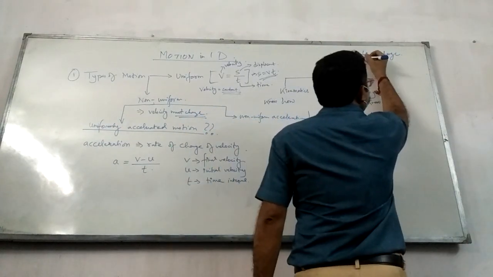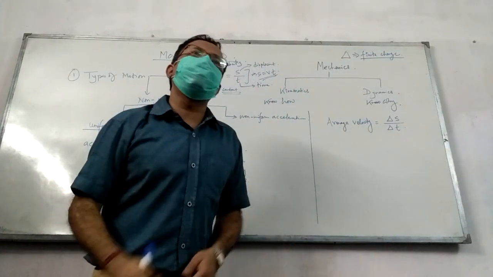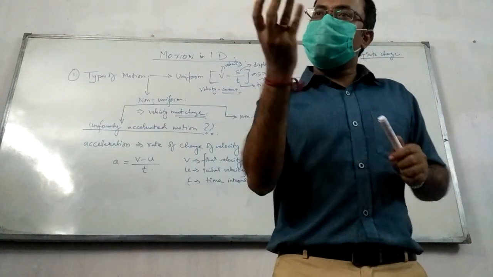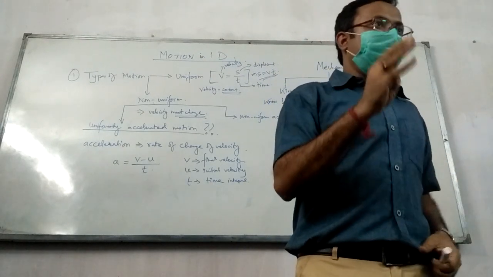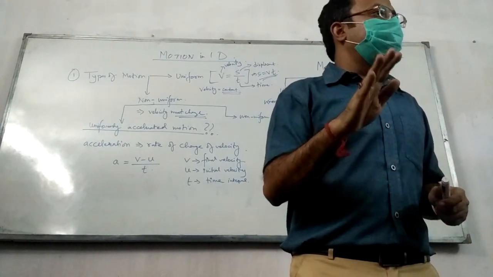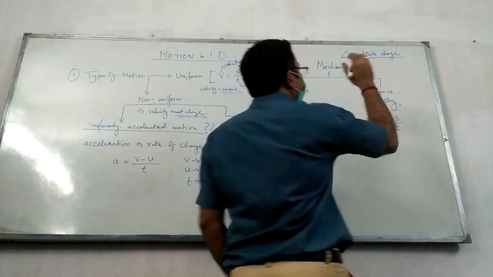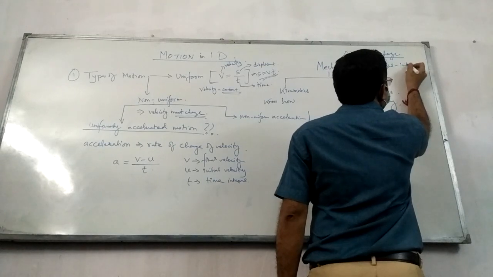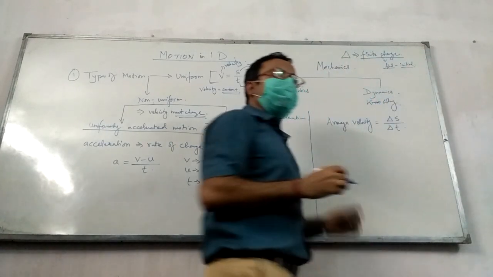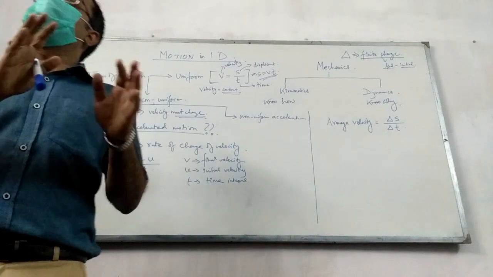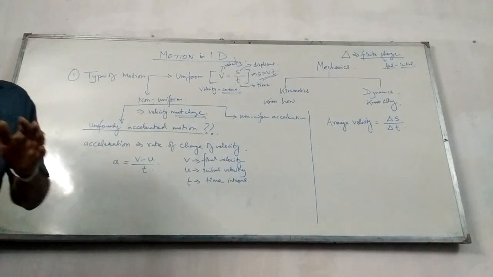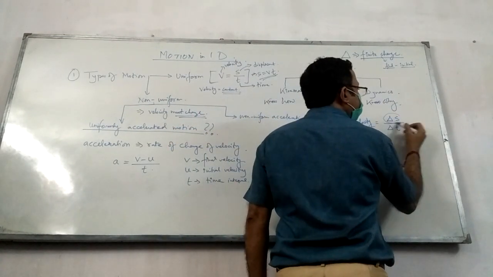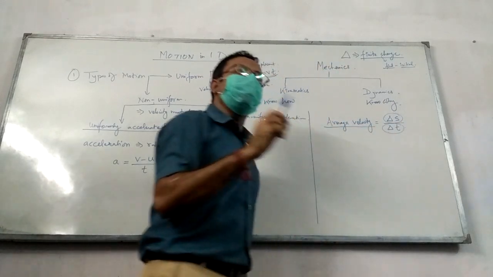So delta is what? Finite change. What do you mean by finite change? Finite change means the change which you can calculate. How do you find it out? Simple. Final minus initial. Always. Whenever they say delta, it always means final minus initial. Okay? So when I write average velocity, it means finite change in position by finite change in time.